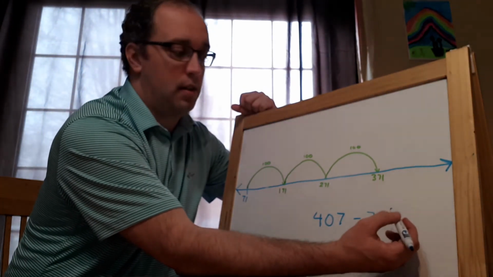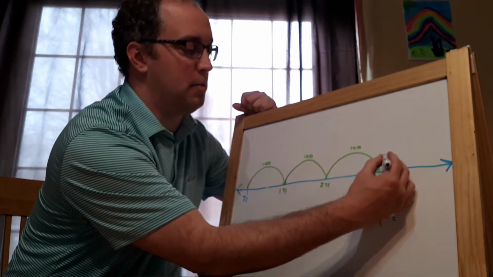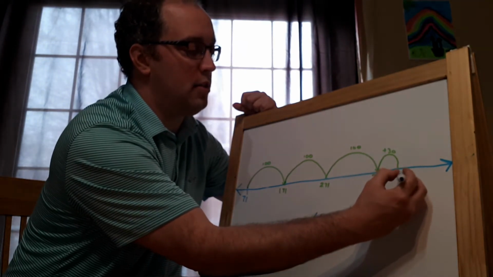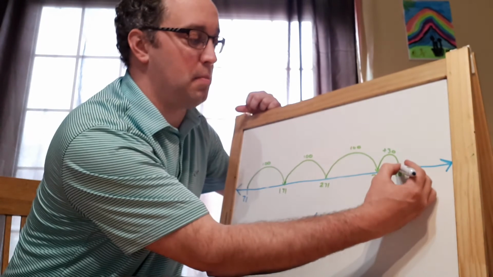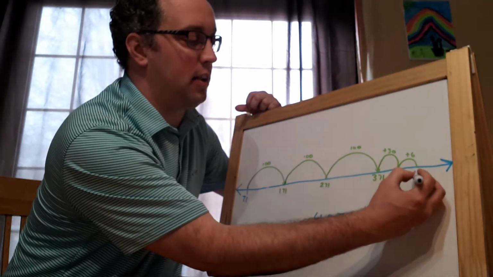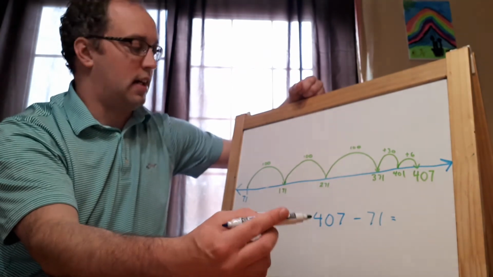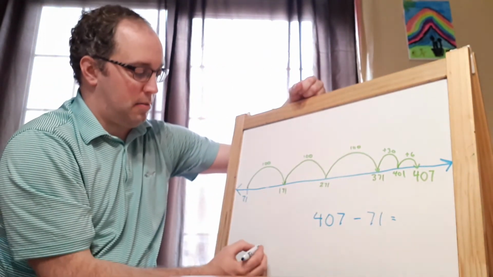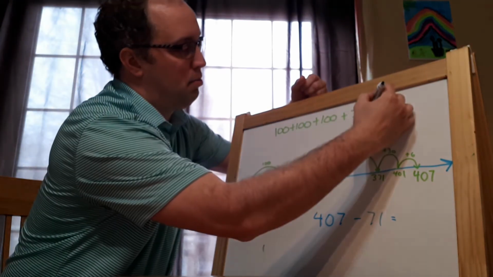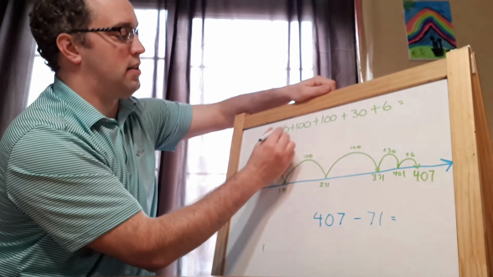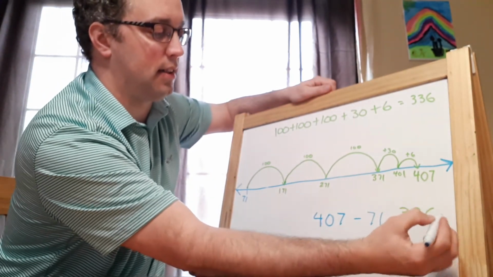So I'm going to make a jump of 30, because I know that 70 plus 30 would make the next 100. So that will give me 401. From 401, I have to get to 407. I know that's 6 more. So I'm going to make a jump of 6, and that will give me 407 there. Sorry, not my answer, that'll give me my stop point. To get the answer, I have to add my jumps. So that would be 100 plus 100 plus 100 plus 30 plus 6. Well, 100, 200, 300, 336. That would be my answer, 336.